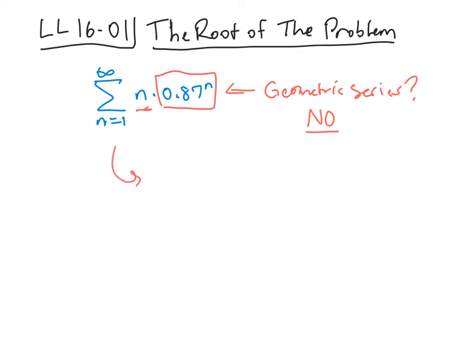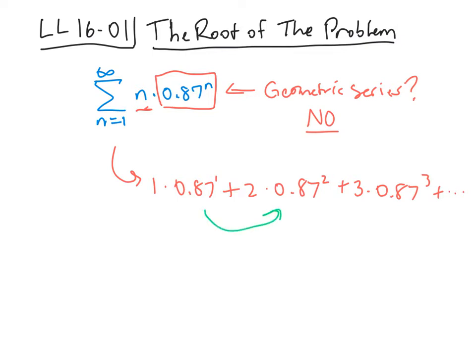So if I were to write out the first few terms of this series, I would get 1 times 0.87 to the first plus 2 times 0.87 squared plus 3 times 0.87 cubed, and so on. And there isn't any one constant that I can multiply by each term of the series to get the next term. Here I'd have to multiply by 2 times 0.87, and then here I'd have to multiply by another 0.87, but then I'd also have to multiply by something like 3/2. So there's not a constant ratio between terms in this series, therefore this is not a geometric series.